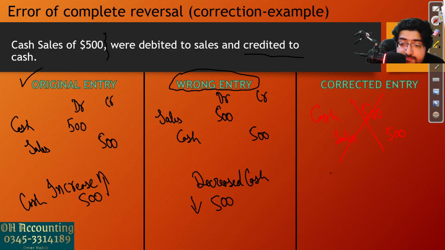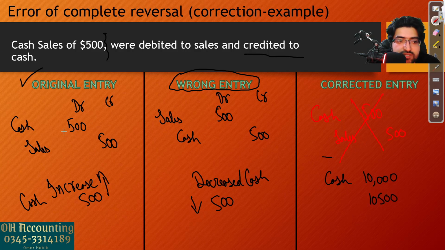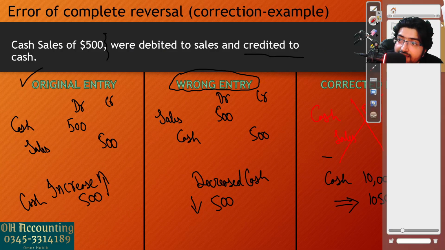Now let's say cash balance was 10,000 before this transaction. So we were supposed to bring this balance to 10,500 after this transaction, right? Because cash is increasing by 500. We were supposed to do this. In red, I will write what we did. One second. Okay.